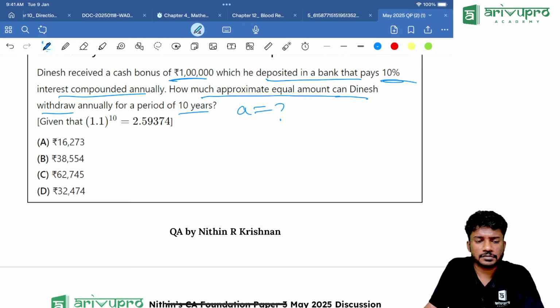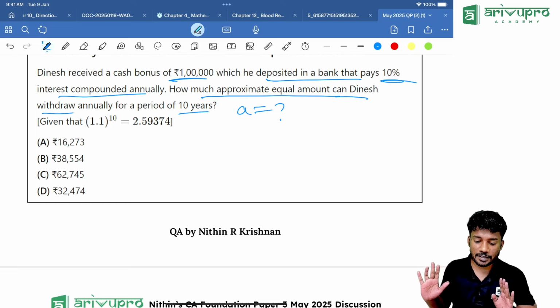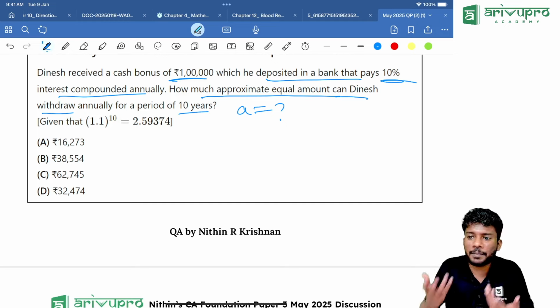Why present value? Okay, depositing means he'll earn the benefit later. Now my question is, 1 lakh is already there. If 1 lakh is already there, what is going to happen? We are just investing that money. Yes. Answer B. 1 lakh is already there. We are investing it in a bank. And the bank is doing what? We are getting 10% from the bank regularly.